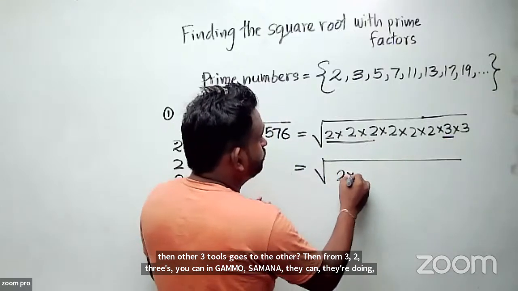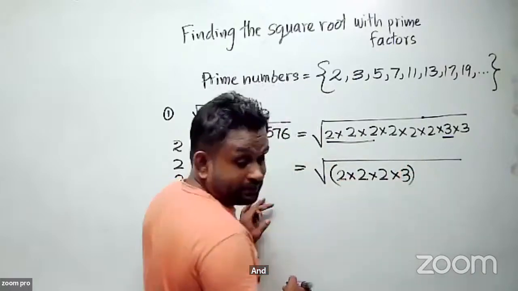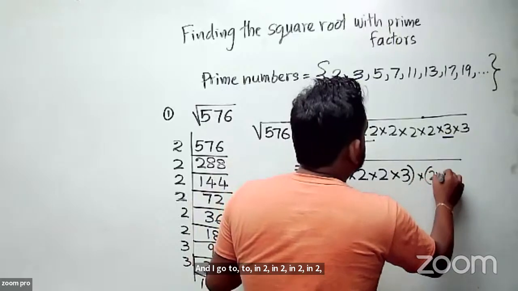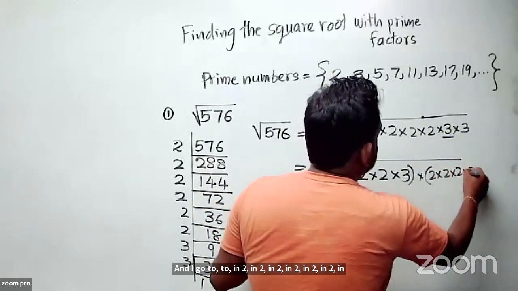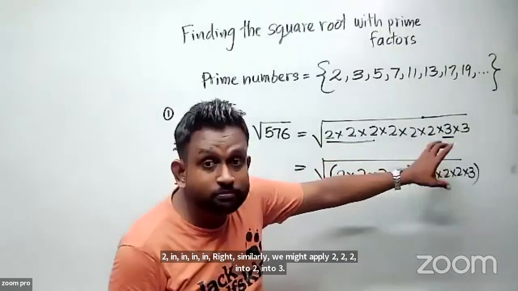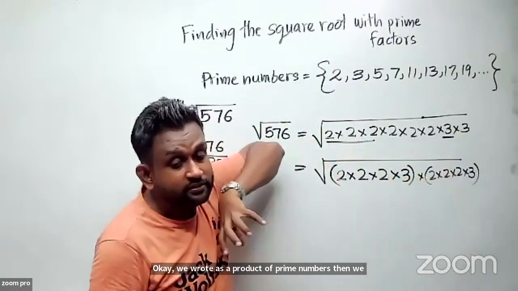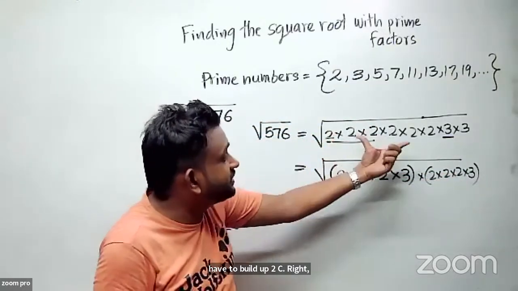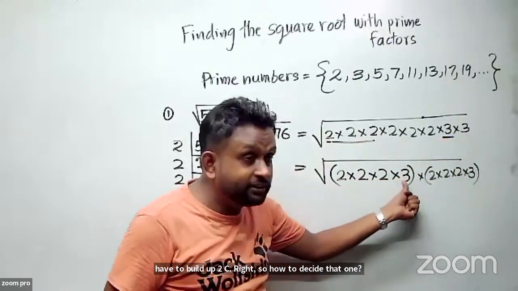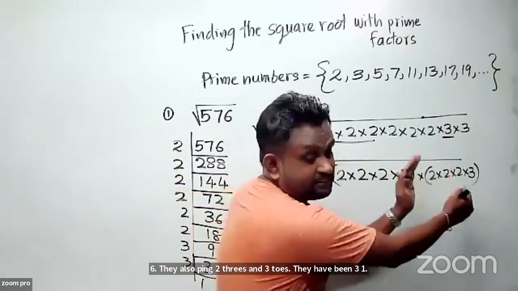Then I can write 2 into 2 into 2 into 3. Similarly, we multiply by 2 into 2 into 2 into 3. Look again at what we did: we wrote it as a product of prime numbers. Then we have to build up two similar groups. So how to decide that? 6 twos are there, so bring three twos and one three to each set. Now similar two sets are there.